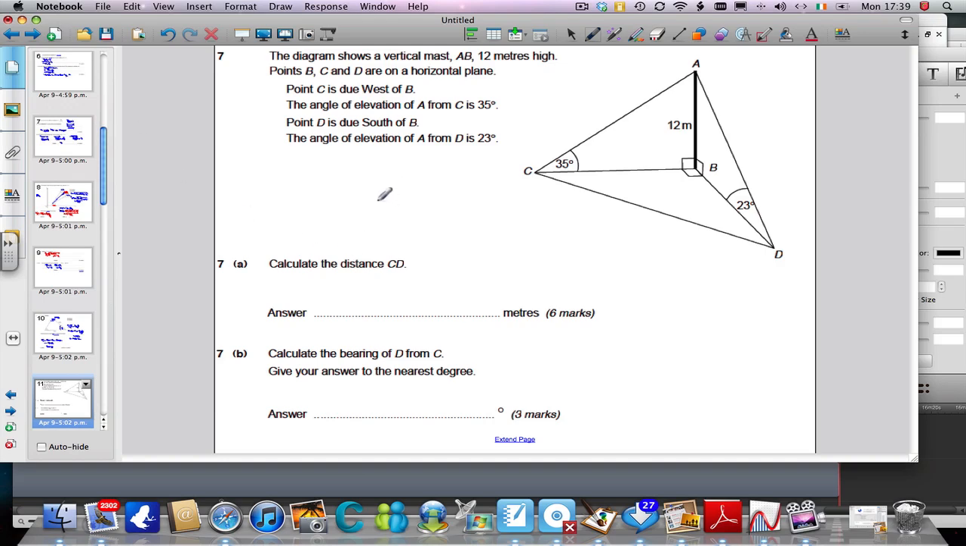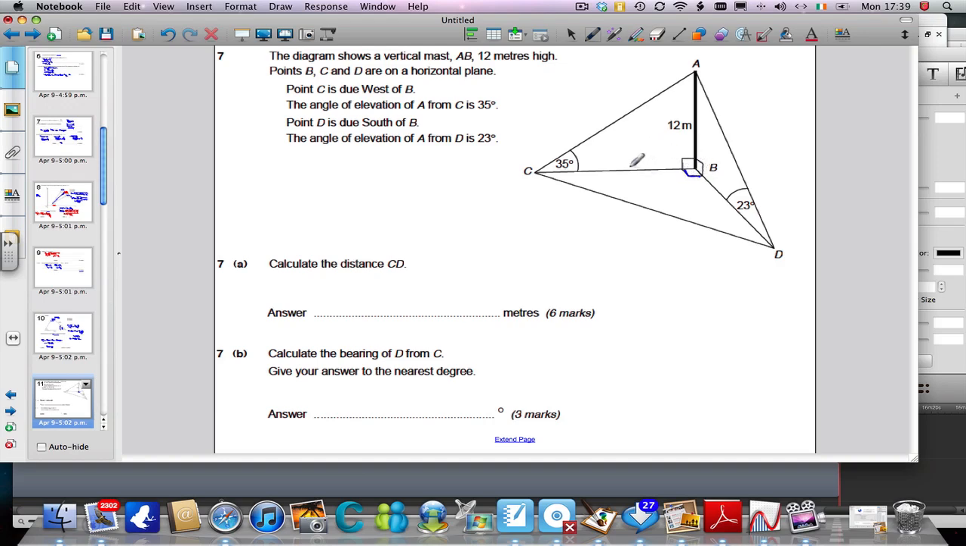Okay, question 7. So we're given a diagram with a vertical mast 12 meters high and some points around it and various different other pieces of information. We're asked to calculate the distance CD, so I need this length here. Well, if I just look at this triangle here, the triangle CBD, we can see that it's a right angle triangle. So I'm starting to think Pythagoras could be useful here.